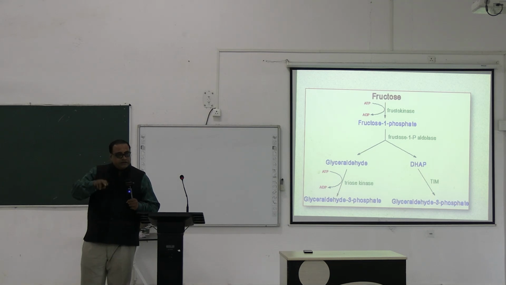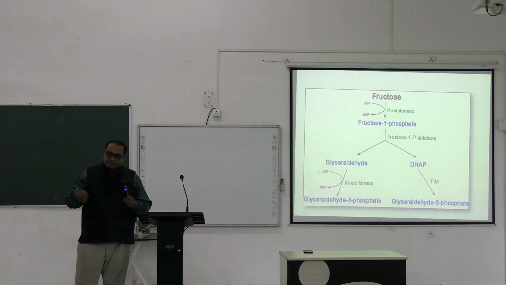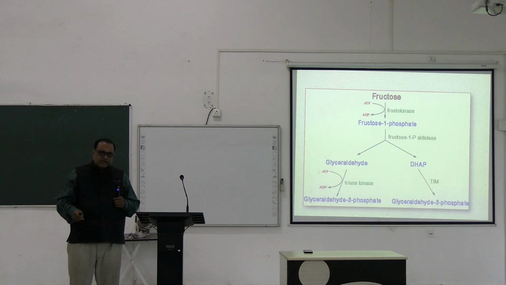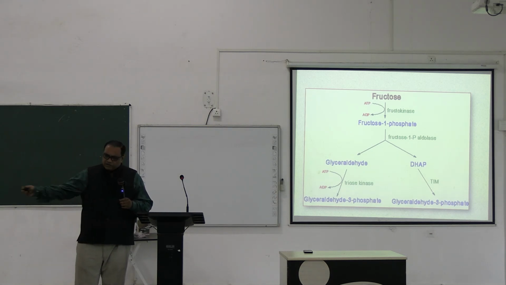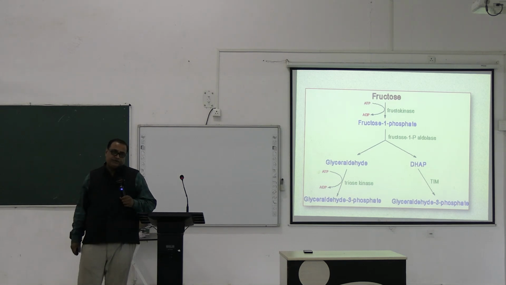So the major pathway takes place in liver by fructokinase. The minor pathway of utilization of fructose occurs in extrahepatic tissues via hexokinase. Hexokinase produces fructose 6-phosphate. After that, it follows the glycolytic pathway. But the major pathway produces fructose 1-phosphate, which is new.